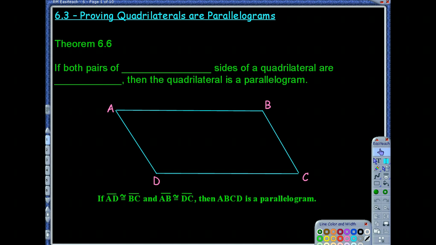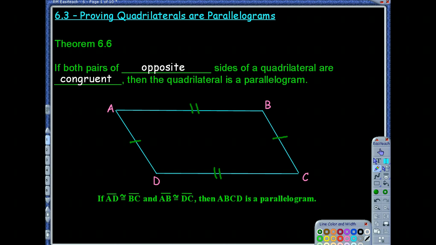It says, if both pairs of opposite sides of a quadrilateral are congruent, and we mentioned this a little bit ago, then the quadrilateral is a parallelogram. So notice down here, if I give you that the opposite sides are congruent, so segment AD is congruent to segment BC, and segment AB is congruent to segment DC, then this is a parallelogram. It's exactly the converse of what we learned yesterday.